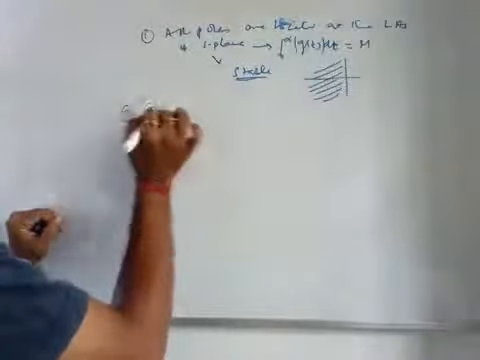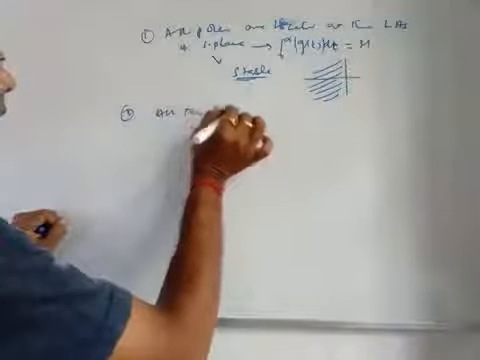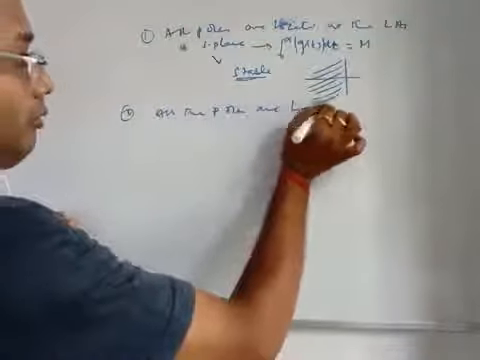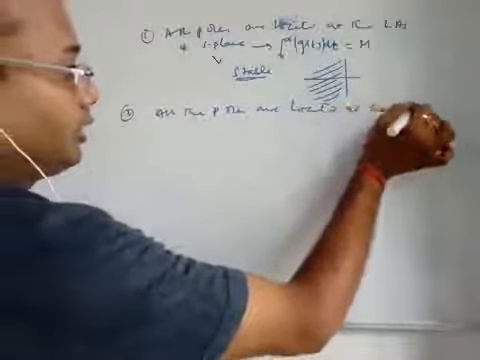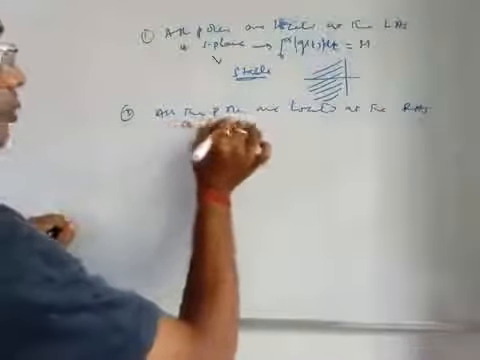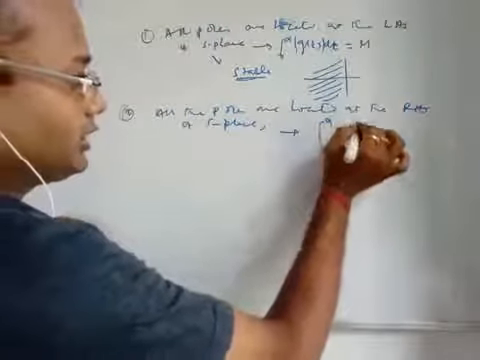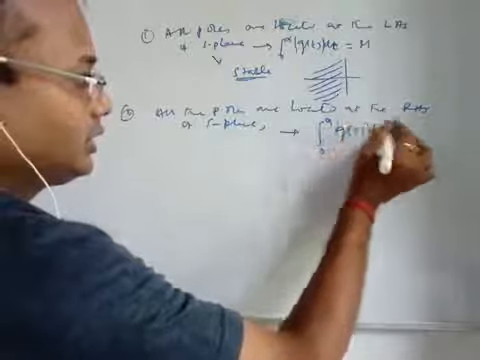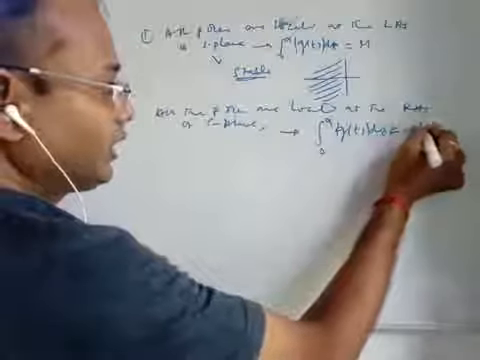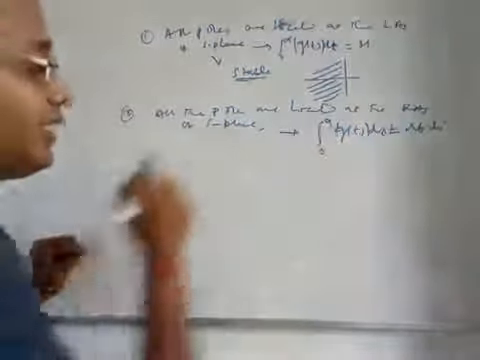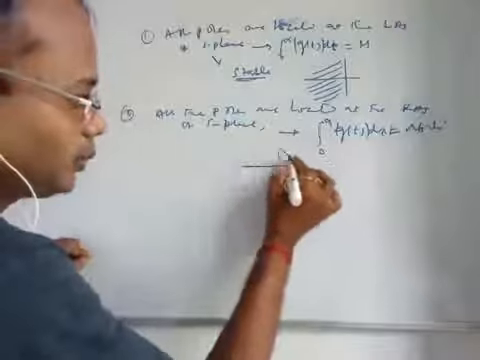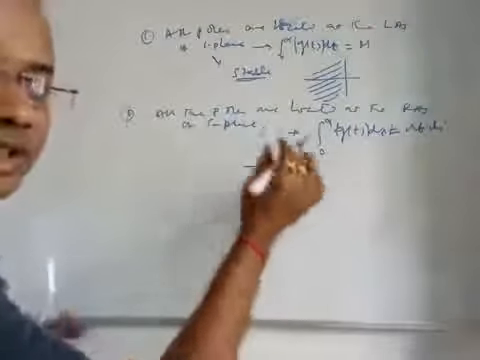Next, all the poles are located at the right hand side of the S plane. In that case, what happens? The integral from 0 to infinity of g(t) dt is infinite, right? If this is infinite, the system is unstable, and unstable means the system poles are located on the right hand side. That means if the system poles are located on the right hand side of the S-plane, the system is unstable.